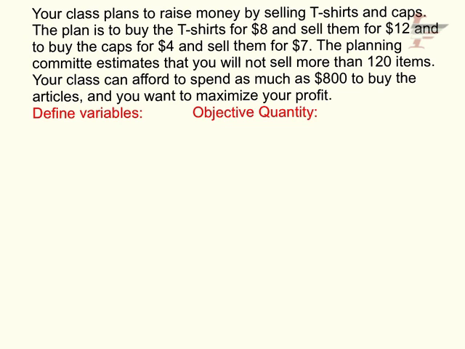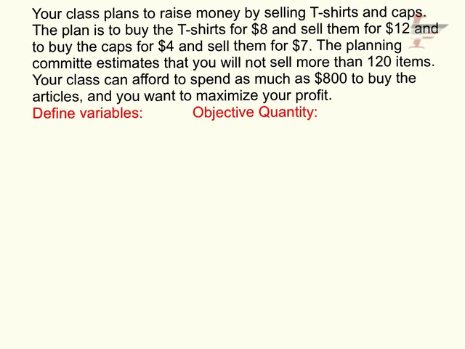But anyway, the problem says your class plans to raise money by selling t-shirts and caps. The plan is to buy t-shirts for $8 and sell them for $12, and to buy the caps for $4 and sell them for $7. The planning committee estimates that you will not sell more than 120 items. Your class can afford to spend as much as $800 to buy the articles, and you want to maximize your profit.